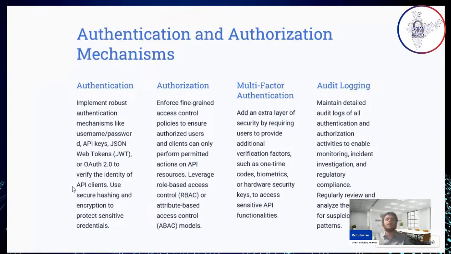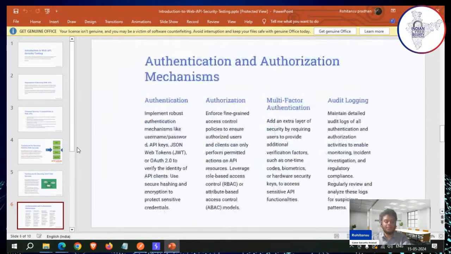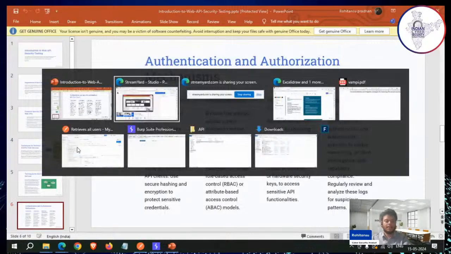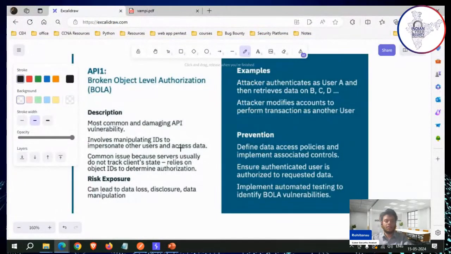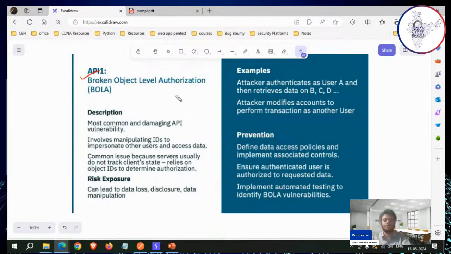we will try to understand the OWASP top 10 web API security risks. For that, I will show you in this particular slide. Okay. So first we have the thing called BOLA, broken object level authorization. Suppose a user has been granted some kind of privileges, we try to bypass that and get the information of some other users. So that is a very common yet damaging API vulnerability.